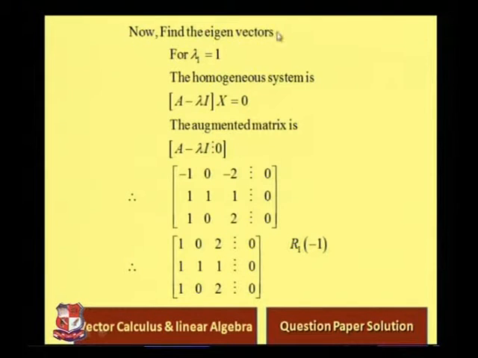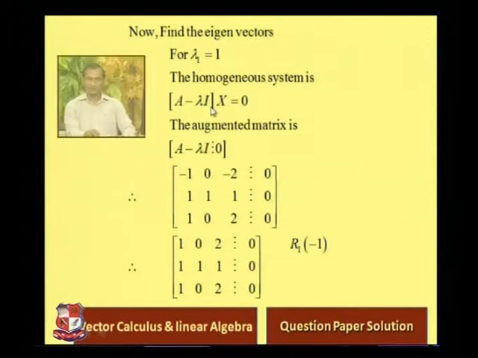Now to find the eigenvectors corresponding to all eigenvalues. For the first, lambda 1 equal to 1, the homogeneous system is (A minus lambda I) into eigenvector x equal to 0. This is our eigenvector x. Now the augmented matrix of this homogeneous system is A minus lambda I and 0. So substitute all values: minus 1, 0, minus 2, 1, 1, 1, this is our matrix, and apply row operations. To convert this to a leading one, that means the pivot value, multiply the first row by minus 1.